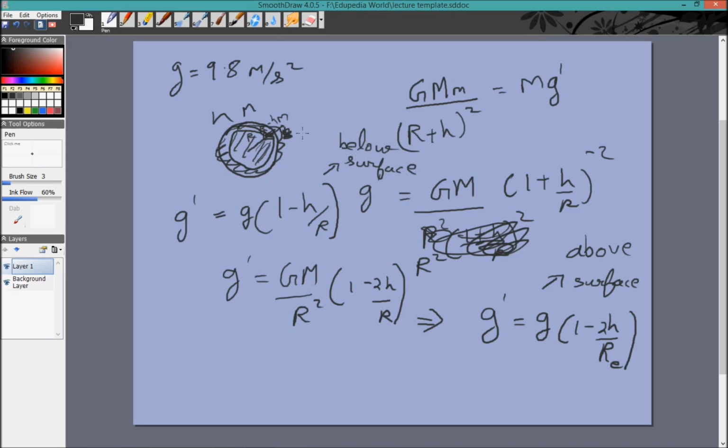This completes gravitational field. In the next chapter, we'll extend a concept which we've studied before, which is how to define potential energy and potential for a conservative force, in this case the gravitational force.